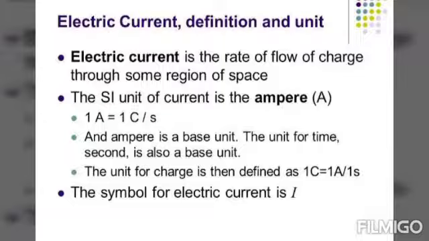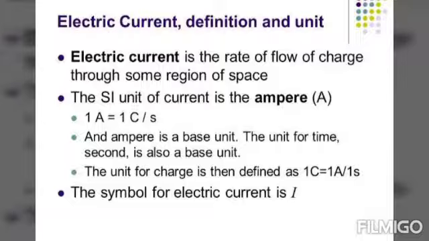Electric current is measured by the amount of charge flowing in the wire for a specific period of time. Like we can measure the flow of water in a pipe in liters, in the same way we can measure electric current by measuring the amount of charge flowing in a wire for a specific period of time.